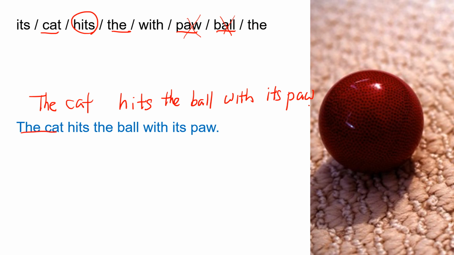Now, subject, the cat hits, hits. In order to pronounce this, say he hits, hits the ball with its paw. So this one, don't say "pow." The AW becomes a long A sound. Say paw, paw. The cat hits the ball with its paw. One more time. The cat hits the ball with its paw. The cat hits the ball with its paw.